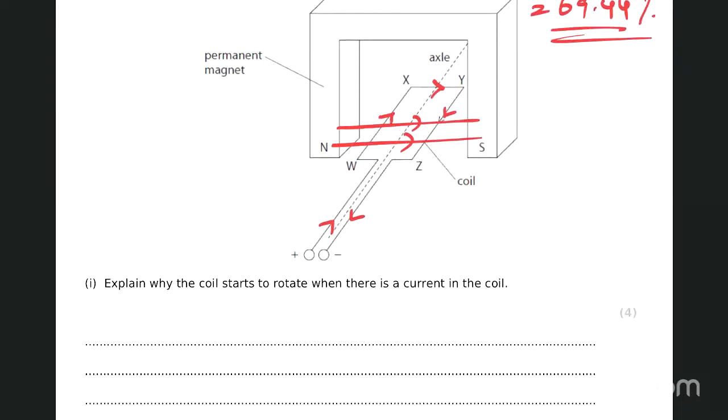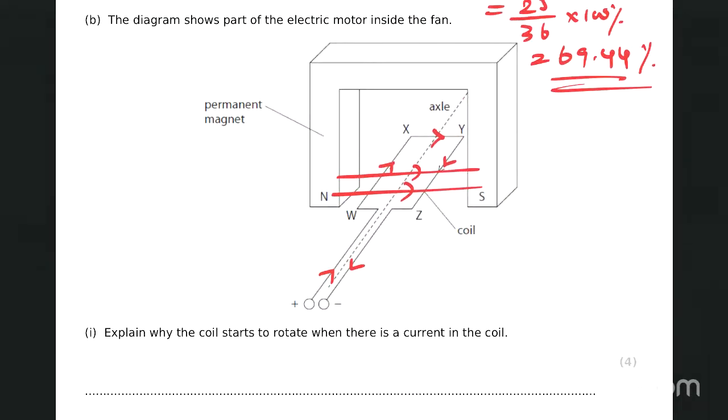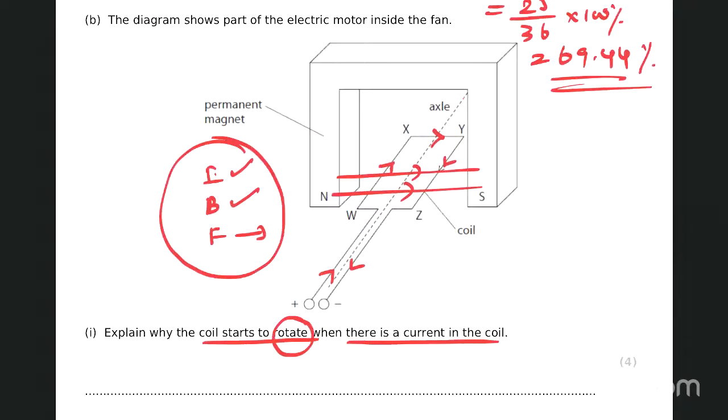So explain why the coil starts to rotate when there's a current in the coil, right? So here we have current, we have the magnetic field direction as well. So they are asking why the coil is rotating. So in order to rotate, there must be a force as well. So here we are dealing with three factors, which means we are using Fleming's left hand rule, right? In order to use the left hand rule, all the components, I, B, F or FBI components, must be perpendicular to each other, right?